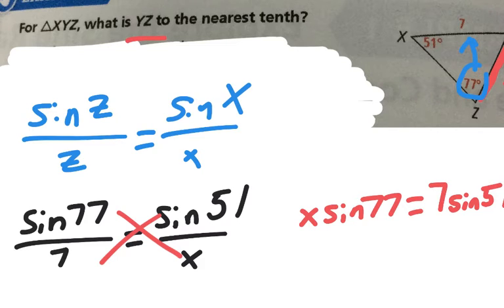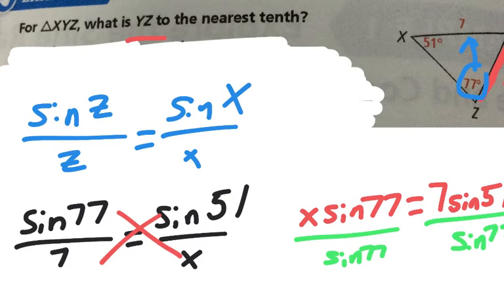Now I'm trying to solve for x. x is being multiplied by sine of 77. So I'm going to divide by sine of 77 on both sides. So now these cancel. That leaves me x equals. And now my calculator, I'm going to type all that in at one time. So I'm going to type in 7 times sine of 51 degrees divided by sine of 77 degrees. And again, make sure that your calculator is in degrees mode because we are working with degrees right now.